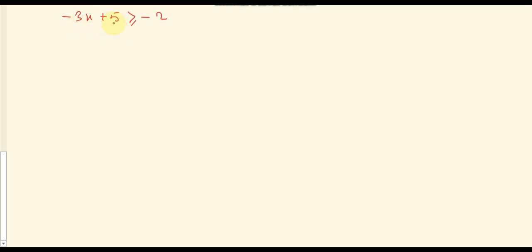So for this we have to eliminate first plus 5. This plus 5 will go to the other side and become minus 5. So we will have minus 3x greater than or equal to minus 2 minus 5. So minus 3x greater than or equal to, this becomes minus 7.